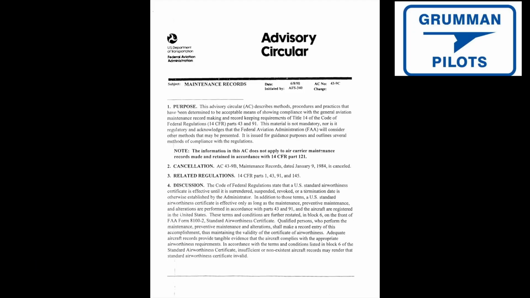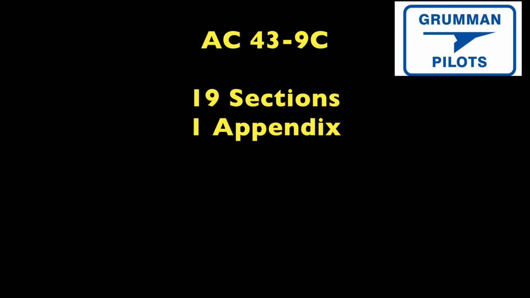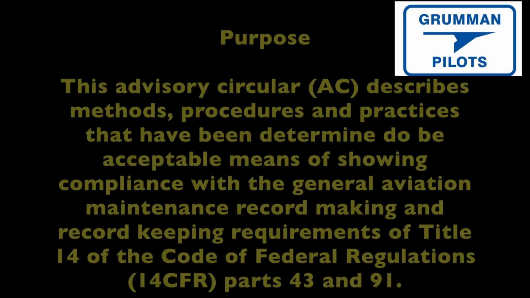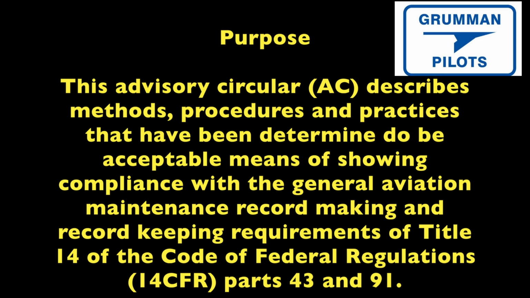So Advisory Circular 43-9C covers maintenance records that you have to keep for your aircraft, and it has 19 sections and one appendix. And let's get into the purpose of the advisory circular. So what it basically describes are the methods, procedures, and practices that have been determined to be an acceptable means of showing compliance with the general aviation maintenance record requirements and the record keeping requirements of Title 14 of the CFRs, both Part 43 and Part 91. Now, that's what they have to say about the purpose.